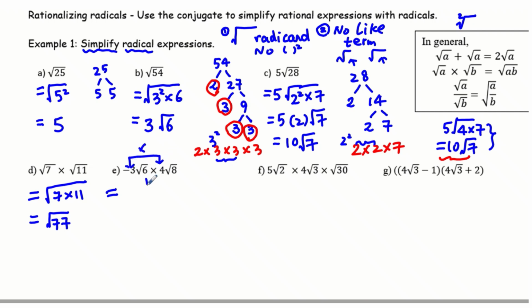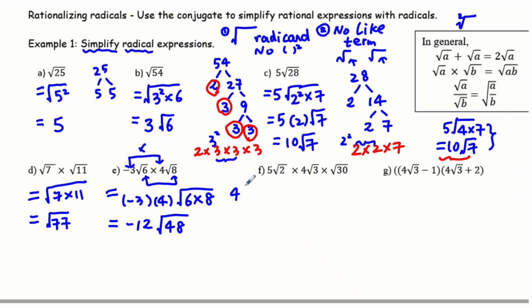Then the number under the square root times. So we will have negative 3 times 4, then square root 6 times 8. Then negative 3 times 4 give you negative 12. Square root 6 times 8 give you 48. Then we do the same factor tree.